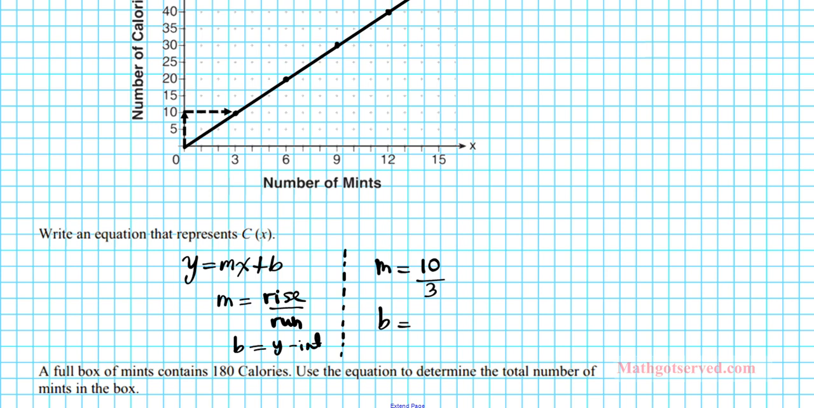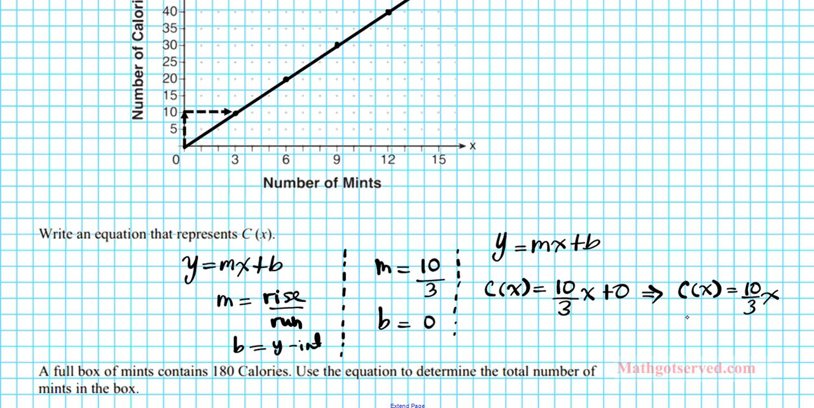And then b, the y-intercept. Where does this graph intersect the y-axis? It intersects the y-axis at 0. So they have it 0. So the equation of this line, we're going to use the format y equals mx plus b. But we can represent y with the name of the function, which is c of x, is equal to m, which is 10 over 3, plus b, which is 0, so 10 over 3x plus 0. All right? Since we're adding 0, we can just write our function as c of x equals 10 over 3x. And that is an equation that represents c of x.